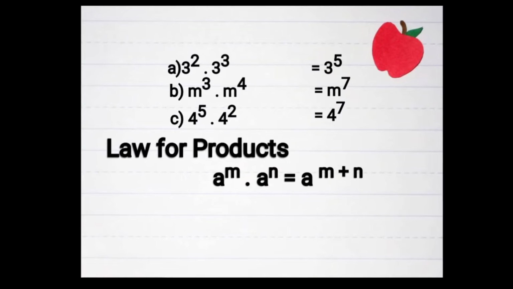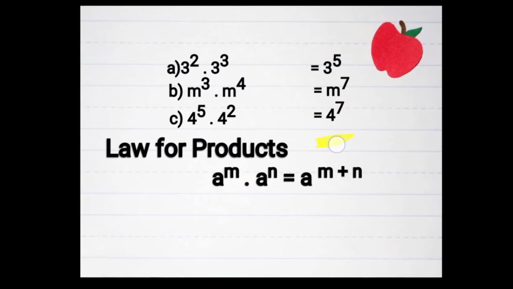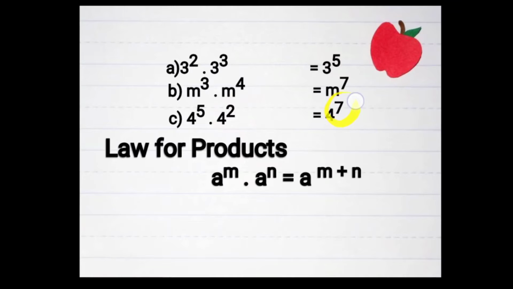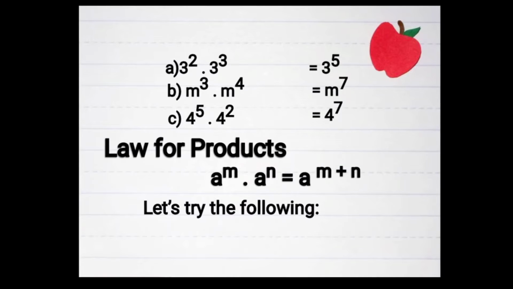Then letter C, copy 4 since they have the same base, 4. So here we have 4. Then add the exponents. So we have 5 plus 2 is 7. So our answer is 4 raised to 7. Now, let's try the following.